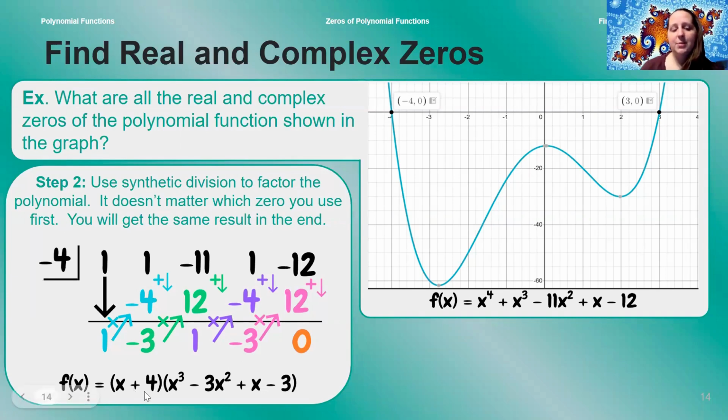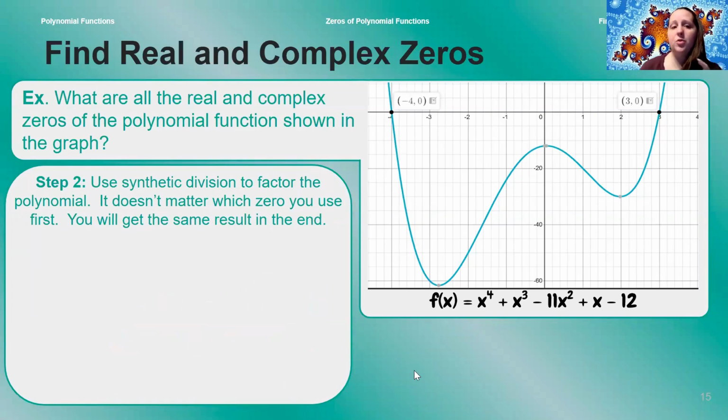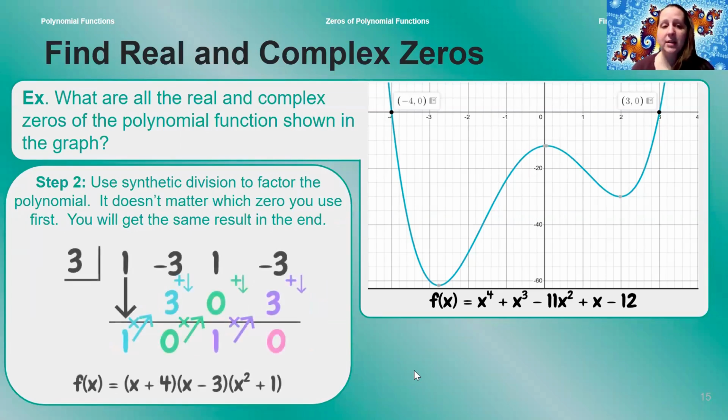Okay, so I have x plus 4 times x cubed minus 3x squared plus x minus 3. Okay. I still have this other zero over here, this 3. I'm going to use that to factor out even further by using that 3 with what had previously remained. So I had my coefficients of 1, negative 3, 1, and negative 3. I bring my 1 down. 3 times 1 is 3. Negative 3 plus 3 is 0.